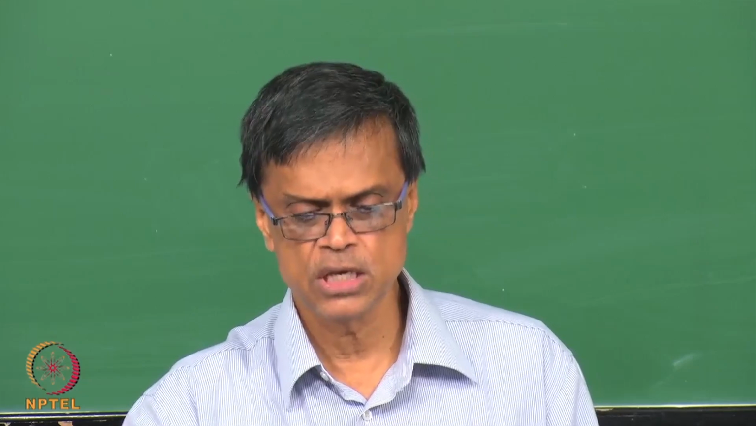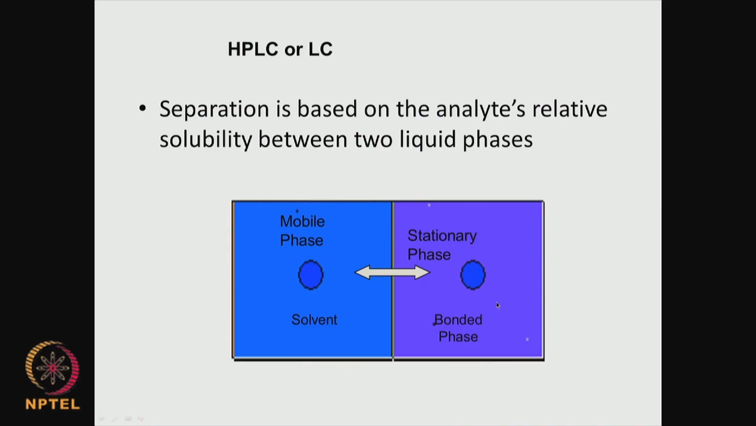We will not spend any time on this. The separation is based on the analyte's relative solubility between two phases. We have a bonded or stationary phase, and we have the solvent phase or the liquid phase. The analyte gets either adsorbed or partitioned, so there is an interaction, and the separation of the various components takes place. So we get each component separately, which can be introduced into the mass spec, and the molecular weight of that component can be determined. That is how LC or HPLC helps you to separate the components.